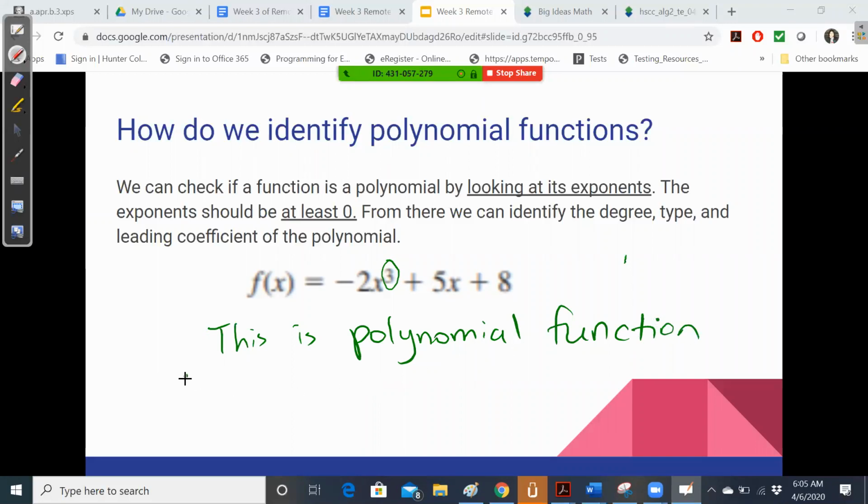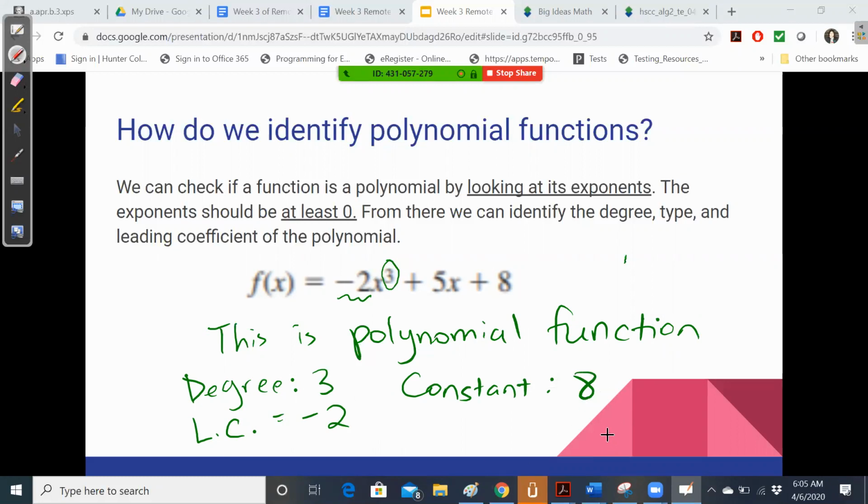Okay, and the degree would be 3, and the leading coefficient will be -2, and 8 would be our constant. All right, so that's how we can identify polynomial functions if we're looking at the exponent. Let's look at a couple of examples.